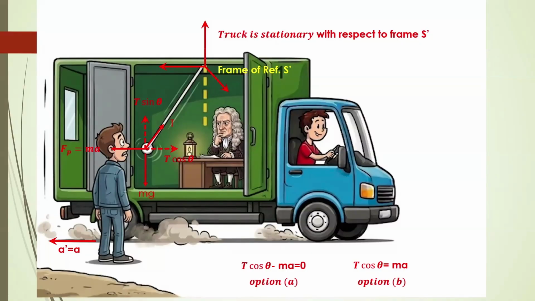For the S dash frame, this man appears to be accelerating in the opposite direction of the truck. Yes, but my question is why the person or man is accelerating? Because we know for acceleration we need force. So where is the force coming from? This is actually a pseudo force that is not a real force. It appears to act.